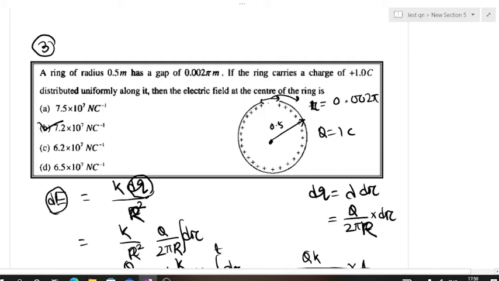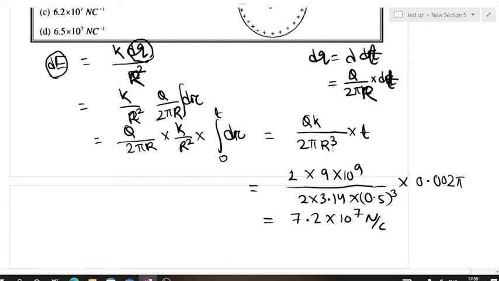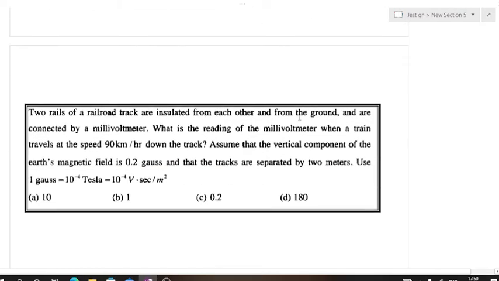Don't write it as r. Suppose it's like t. This is the thickness. So that will be easy to simplify the question. Okay, t. Let's go to the next question.